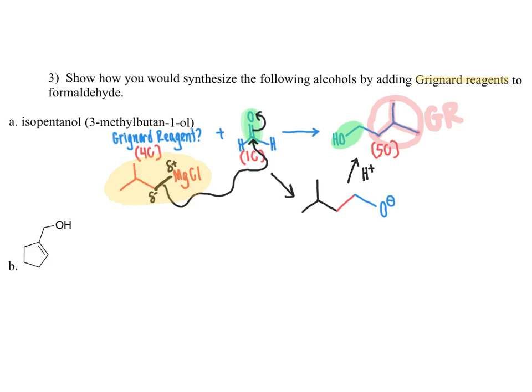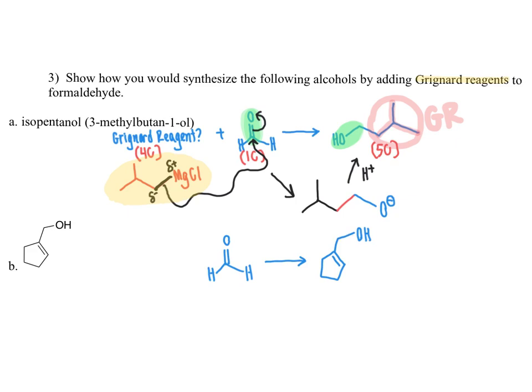We can do the same thing down here on our second problem. We're again asked to take formaldehyde as our starting structure and react that with some Grignard reagent in order to yield the alkenol product that is shown here. Formaldehyde is a great building block for creation of primary alcohols. We confirm that this is a primary alcohol because there's only one carbon directly bonded to our carbon that's part of the alcohol group.